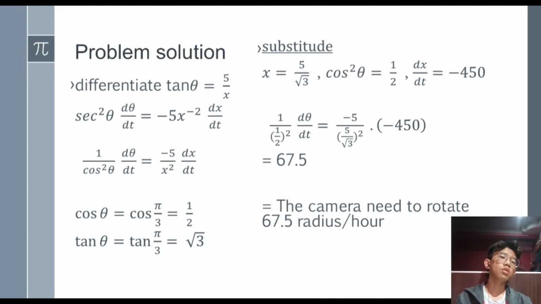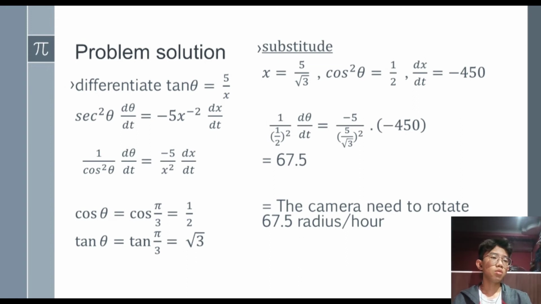So cos theta equals cos pi over 3. We replace the value of theta with pi over 3, so the answer is 1 over 2. And the second one is tan theta. We replace the value of theta with pi over 3. Tan pi over 3 gives us square root of 3.